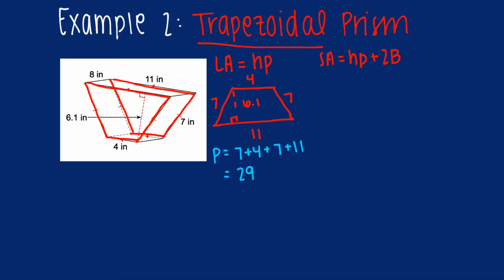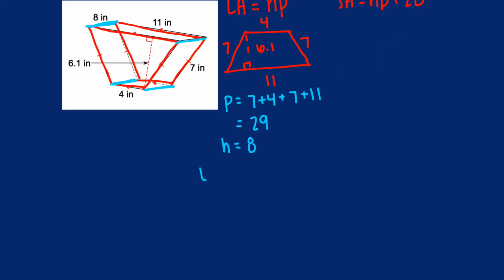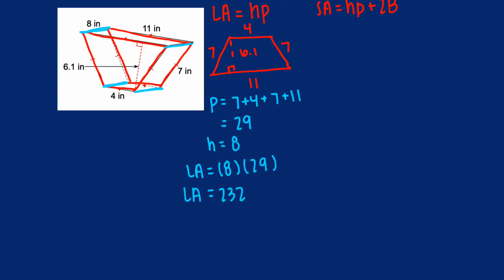I now need to look at the side that connects the two bases. That's going to be my height between the two bases. And that ends up being 8. So I now plug it into my formula. My lateral area is 8 times my P, which is 29. So my lateral area, plug it in the calculator, is 8 times 29, which gives you 232. So remember, this is just the lateral area. It does not include those bases for the total.